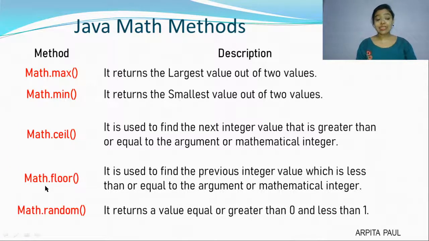So the next method is the Math.floor method. The purpose of the floor method is just opposite to the ceil method. It is used to find the previous integer value which is less than or equal to the argument or mathematical integer. So basically the purpose of the floor method is to return the lowest or previous rounded off integer value. Okay, just opposite to the ceil method. Let me show you with a simple example.